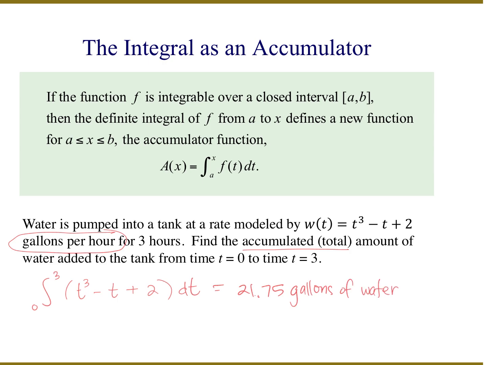pumped into the tank. Now, if this had come out to be negative, then we would have known that gallons of water were draining out of the tank, so the accumulation was less.